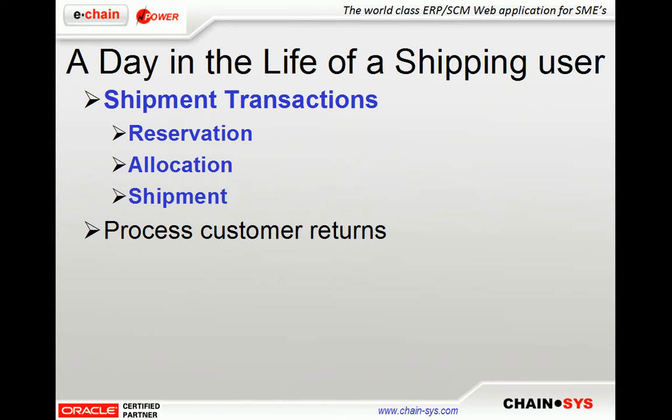A typical day in the life of a shipping user may include the following processes: shipment transactions, including reservation, allocation, and shipment, and also processing customer returns. We'll get started by looking at the shipment transactions and the reservation process.